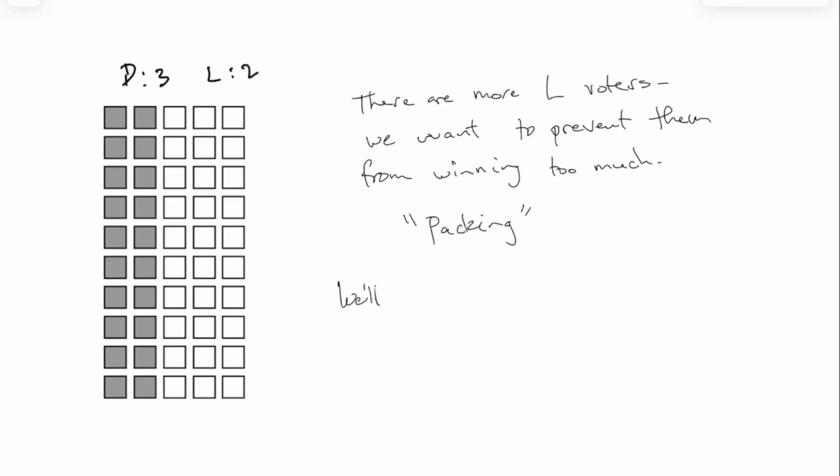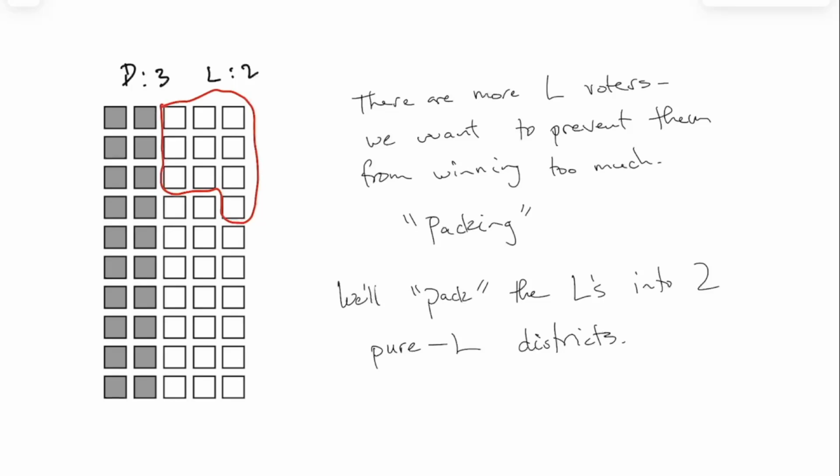We'll pack the L's into two sort of pure L districts. What I mean by that is, I'm just going to draw two districts from the get-go, which are all L. So maybe something like here's one, and here's one. These are two shapes that I used earlier in one of the other examples. All right. So that's an L, that's an L.